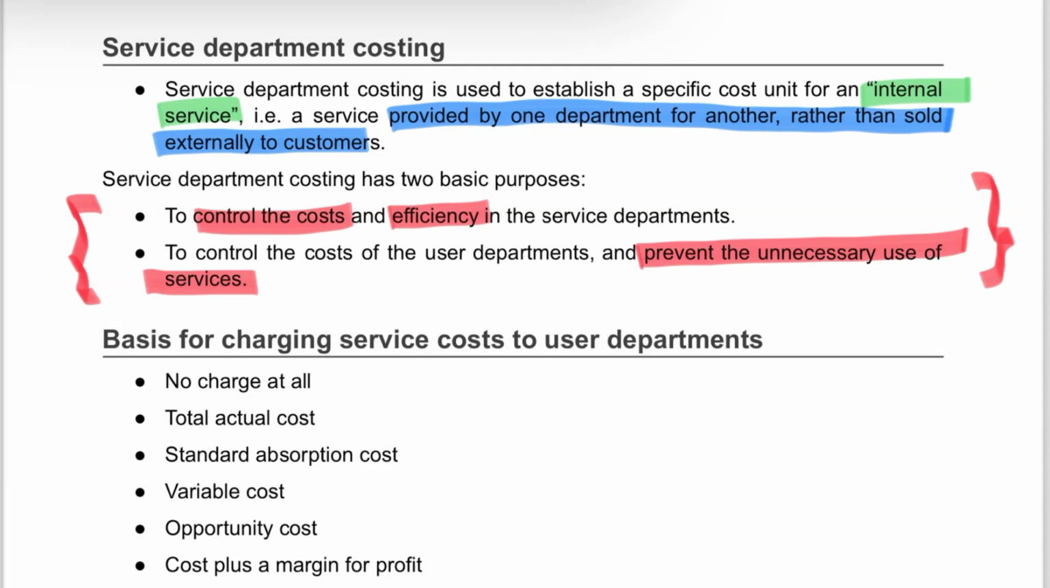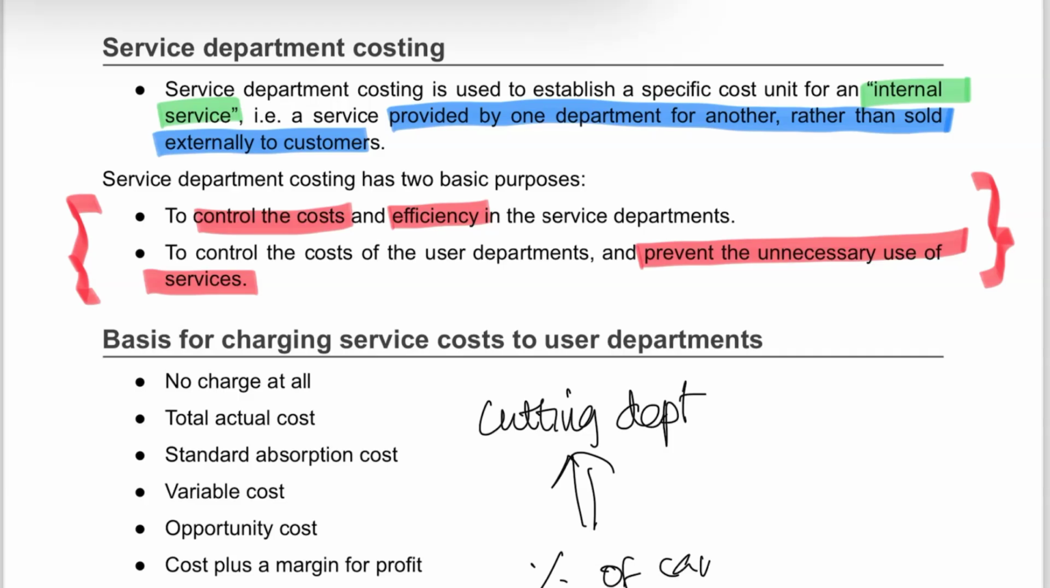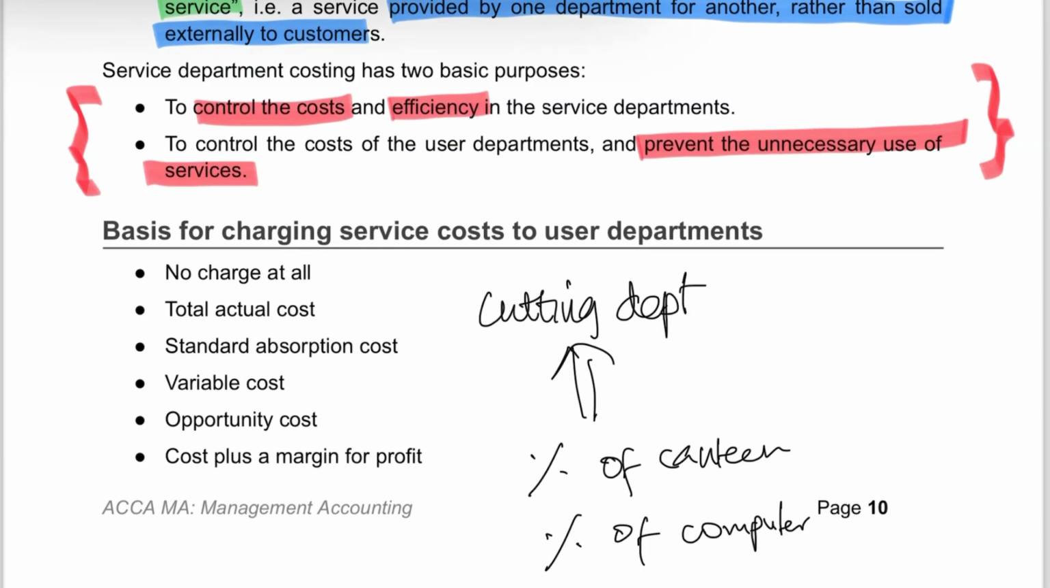For an example, the cutting department of a company. So we'll assume the cutting department uses the canteen. So only if we allocate a proportion of canteen cost to the cutting department will we be able to discourage overuse of the canteen, or a percentage of computer department cost to the cutting department, we will be able to discourage them from running to the computer department very soon, or always rather. So therefore, what's the basis for charging service costs?